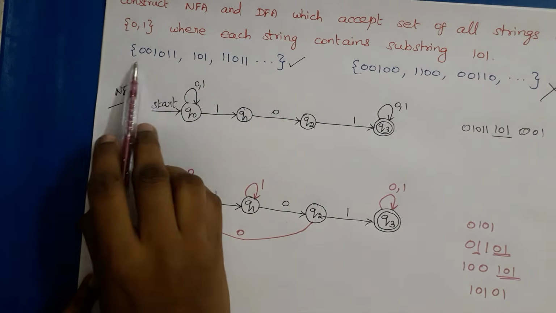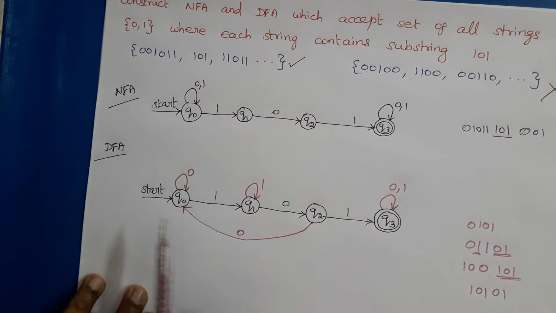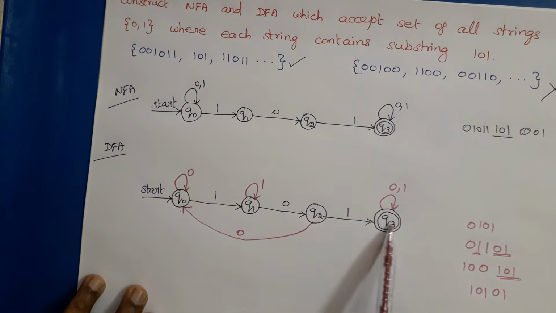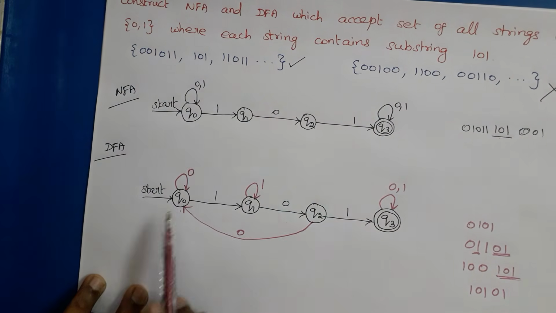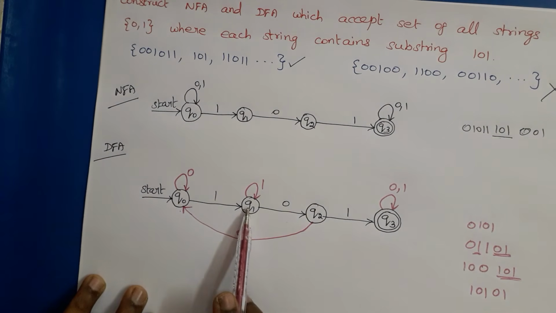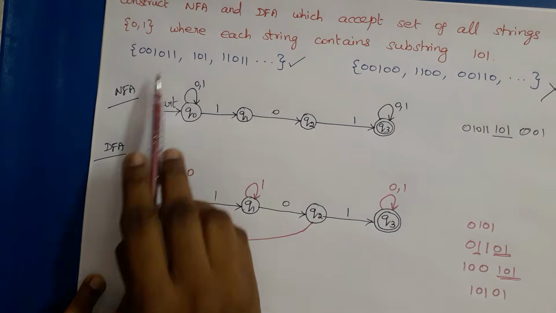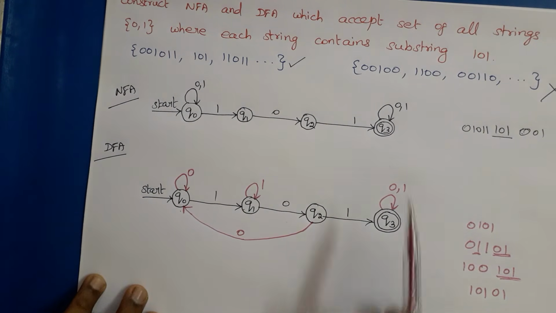Now we will check the correct input string 001011. So 0 0 1 0 1 1 is accepted by our DFA. Then 101101, then 1101111011, these input strings are accepted by our DFA.